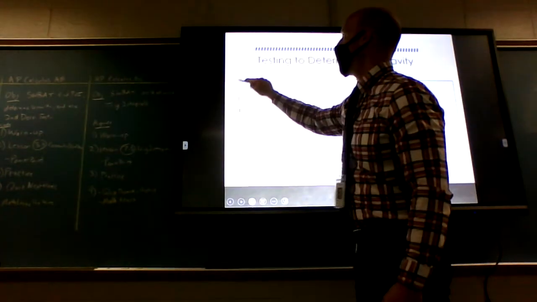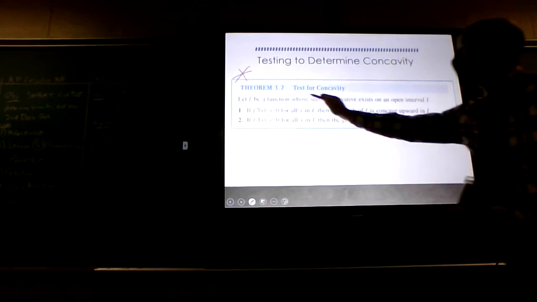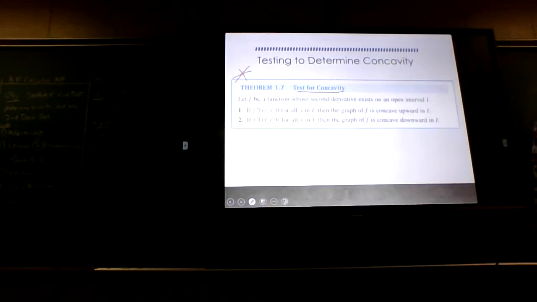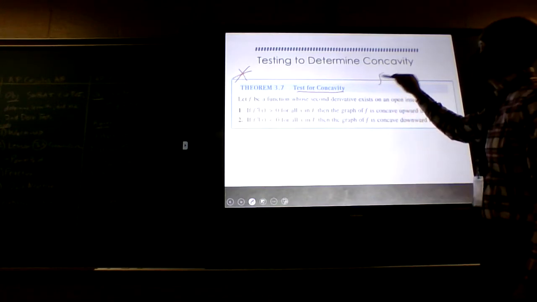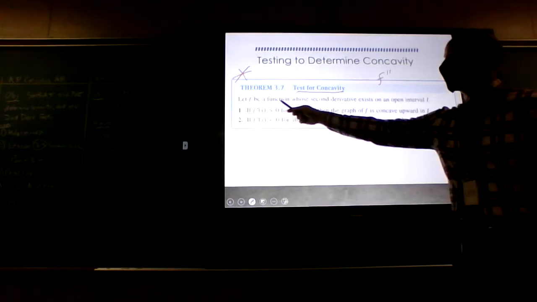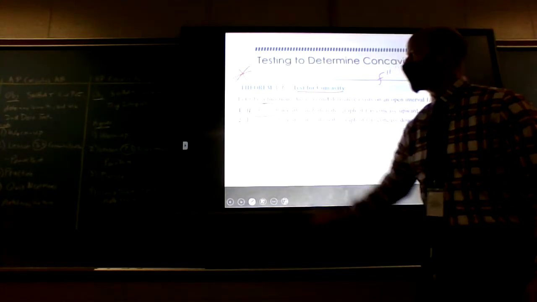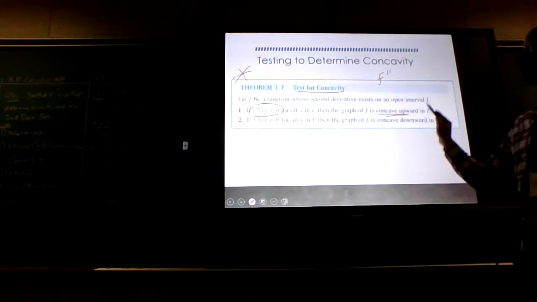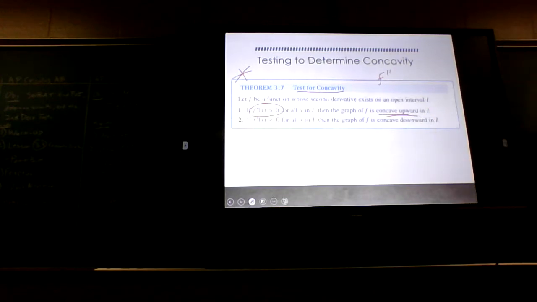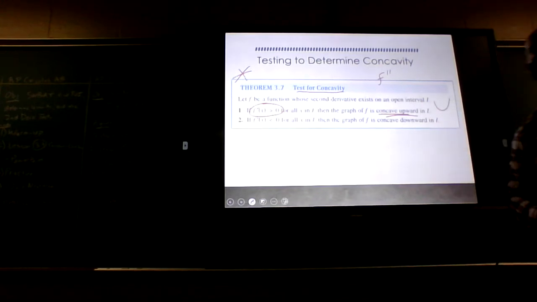This is the slide. This is probably the most important slide for concavity. This is the test for concavity. And remember, I said today's lesson, we're going to be focusing on the second derivative, and that's what we're going to do. Let f be a function that has a second derivative. If f double prime is greater than 0, guess what we're going to call that part of the function? Concave up, which is nice. That's kind of intuitive, right? f double prime is greater than 0, therefore it's concave up. Remember, concave up is like this. That's concave up.